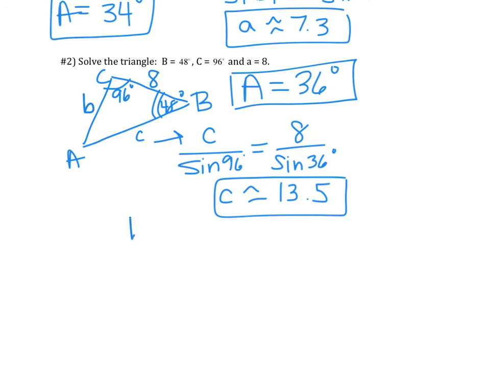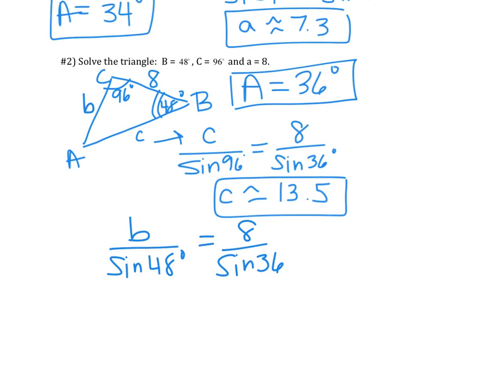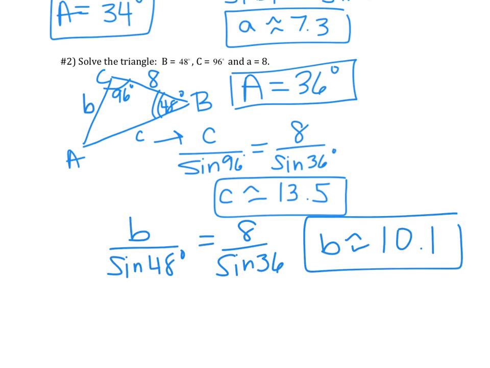So I would do B is what I'm looking for over the sine of 48 equals 8 over the sine of 36. Use that same ratio, and then you can hit second enter and change that 96 that we used here into a 48. You don't have to do it that way. And you get what, 10.1? 10.1. Perfect. And there you go. You solved it.